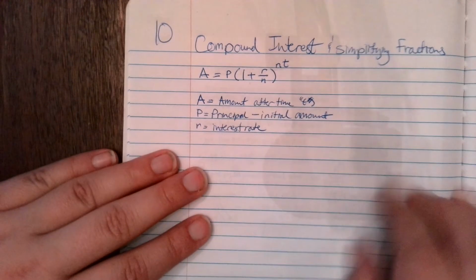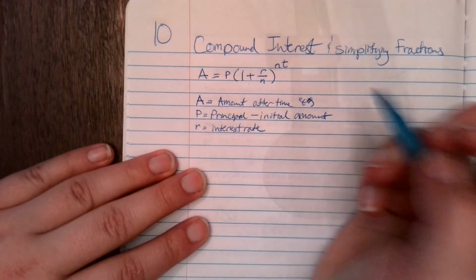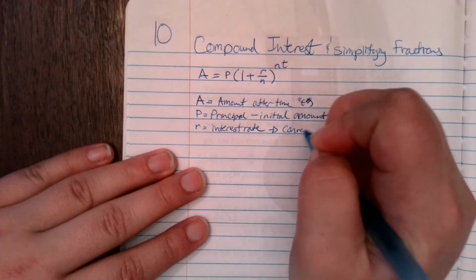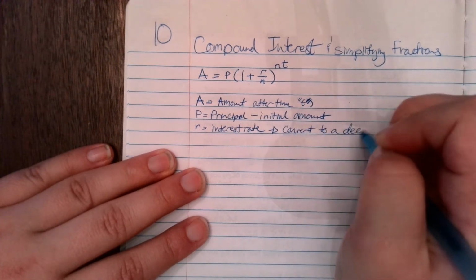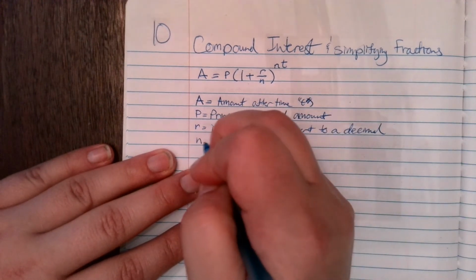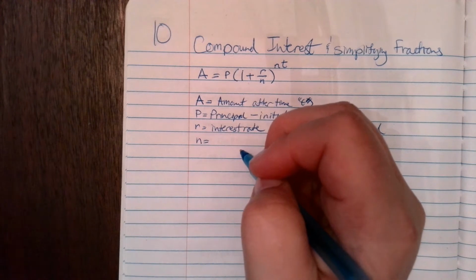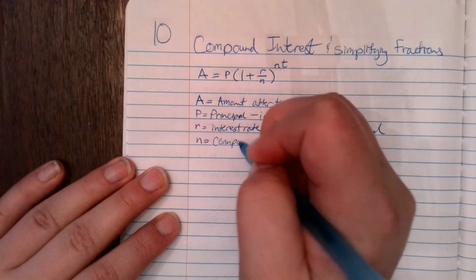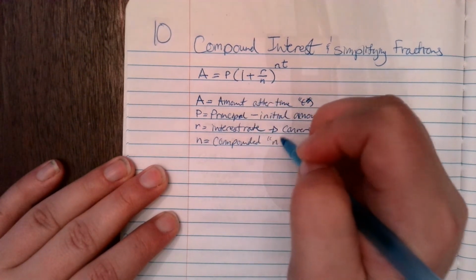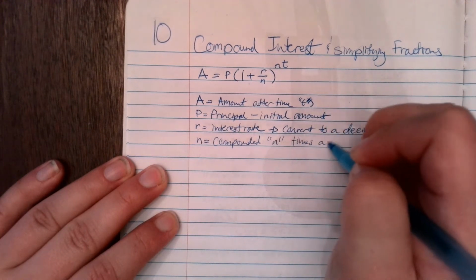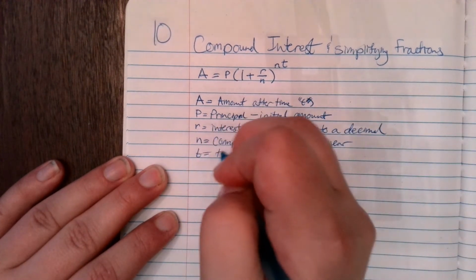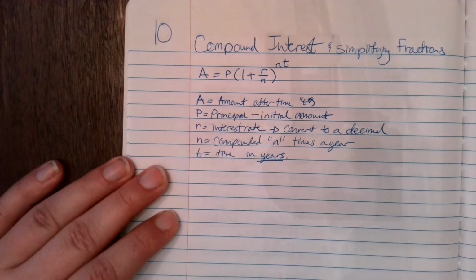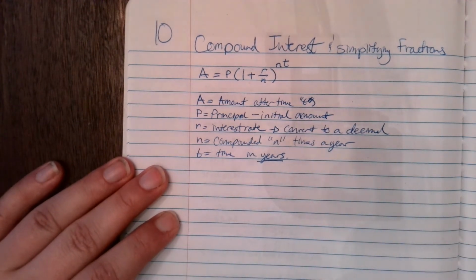Now make sure you're doing your notes. You're going to take a picture of these notes and turn them in. Make sure you change it to a decimal. N is your compound term. How often is it compounded? And T is time in years. So if they gave me 6 months, that would be half a year.